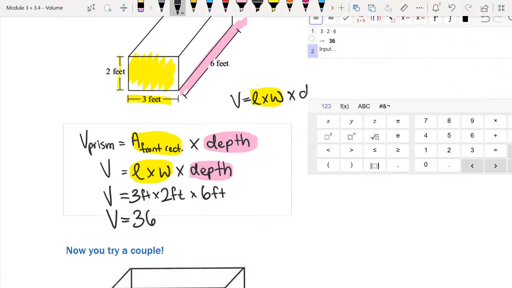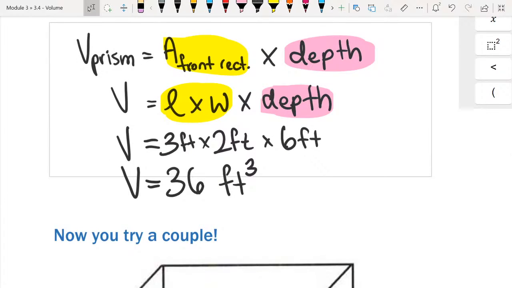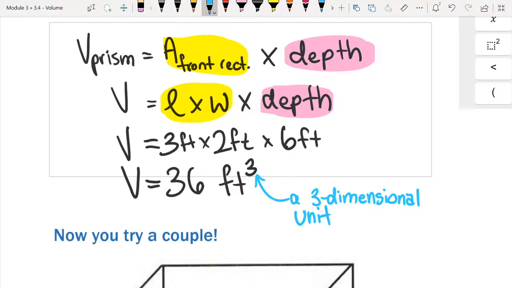And then let's keep in mind that feet times feet times feet is feet cubed, which makes sense because since it's a three-dimensional shape, we're trying to get the volume of it, a three-dimensional measurement needs a three-dimensional unit. In other words, this particular prism, if you had little cubes that were 1 foot by 1 foot by 1 foot, 36 of them would fit inside of this shape.